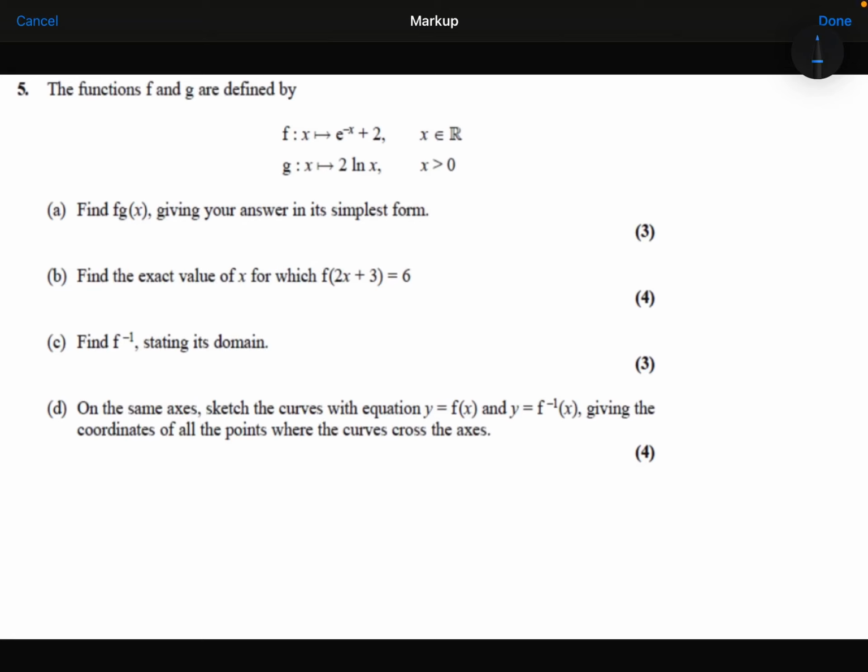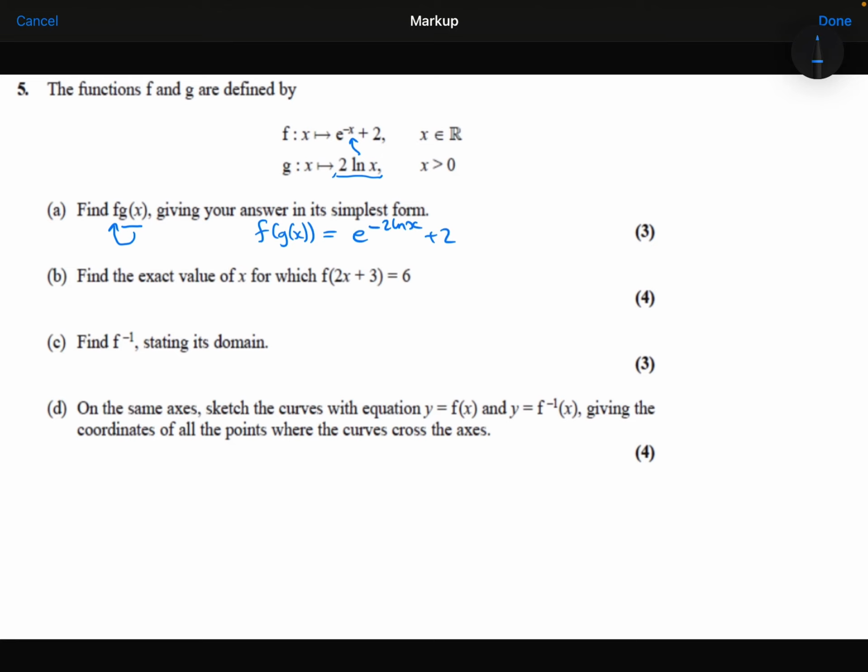Functions f and g are defined by f of x is equal to e to the minus x plus 2, where x is a real number, and g of x is equal to 2 ln x, where x is greater than 0. Find f(g) of x, giving your answer in its simplest form. So this is saying to take the g of x function and substitute it into the f function. So take this and substitute it in here. So we can say f of g of x is equal to e to the minus 2 ln x plus 2.